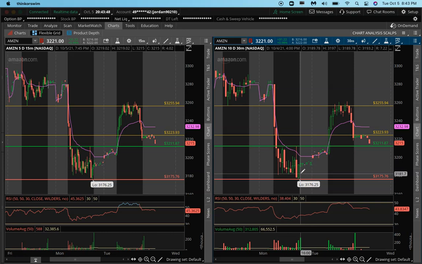So going into Tuesday, I was looking for a break above this high to enter calls. So this level right here was 3211.87. This was the level in the watch list. This was the level that I entered.